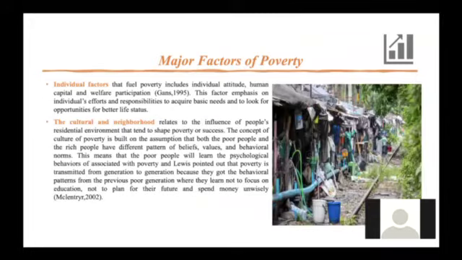There are many factors for poverty. One of them is the individual factor, which includes individual attitude, human capital, and welfare participation. These factors emphasize individuals' effort and responsibility to acquire basic needs and to have a better life status. The second factor is cultural and neighborhood, which relates to how people's residential environment tends to shape their poverty or success. This means both poor people and rich people have different beliefs, values, and behaviors associated with their status. These are transmitted to their generation and will form the structure of the country in the future.